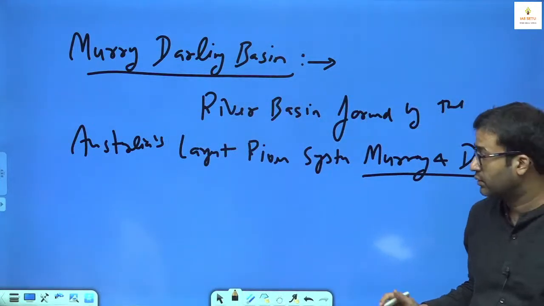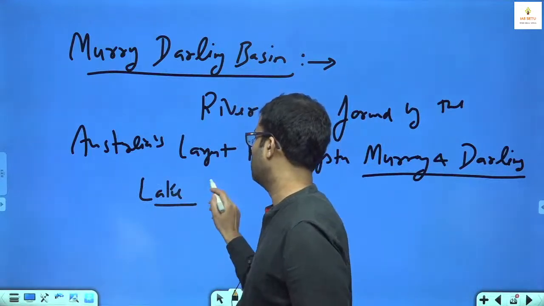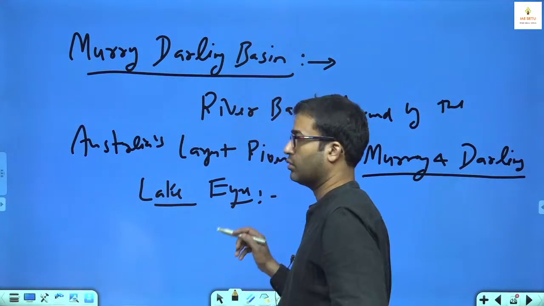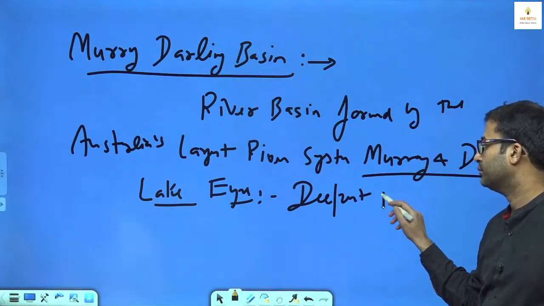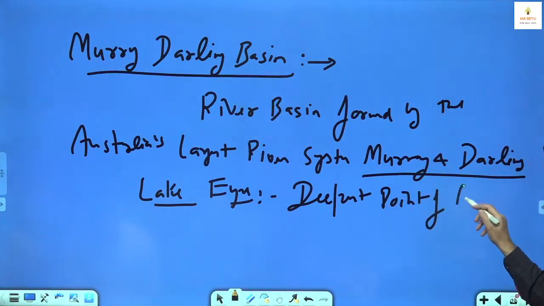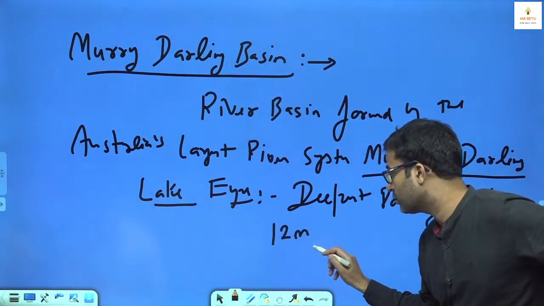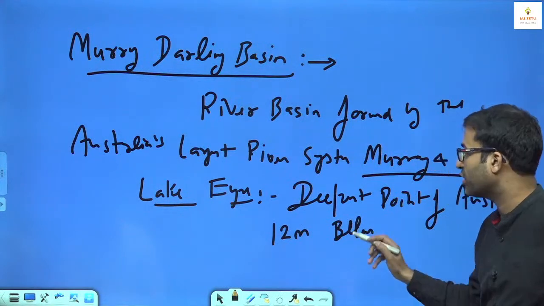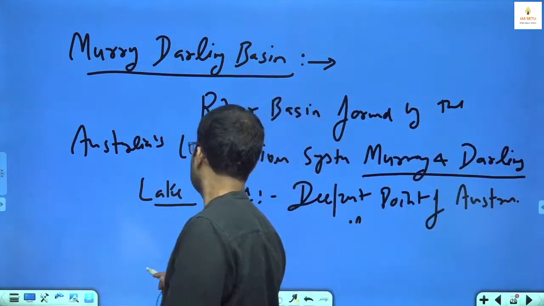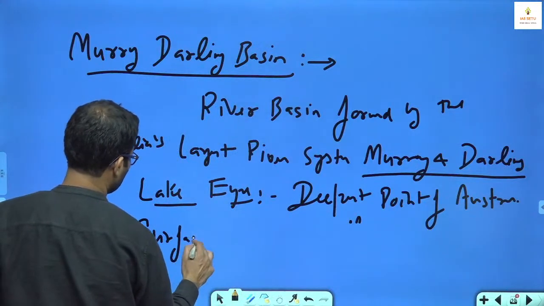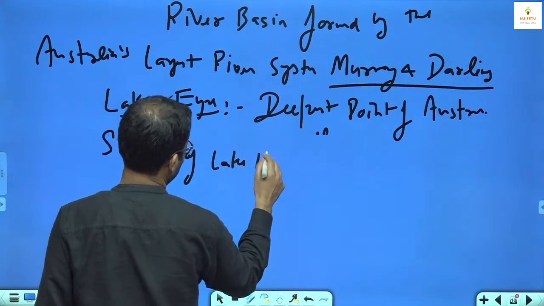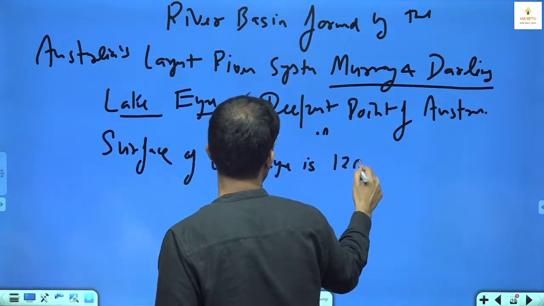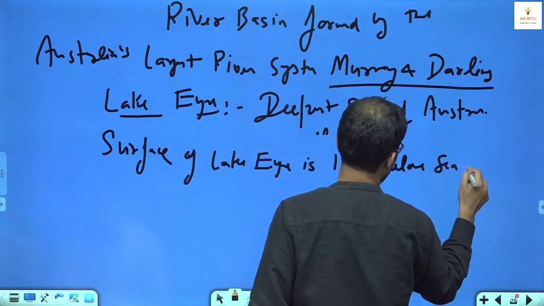Next is Lake Eyre. It is the deepest point of Australia. And it is 12 meters below the surface of Lake Eyre. Write it like this, otherwise you will get confused: the surface of Lake Eyre is 12 meters below sea level.